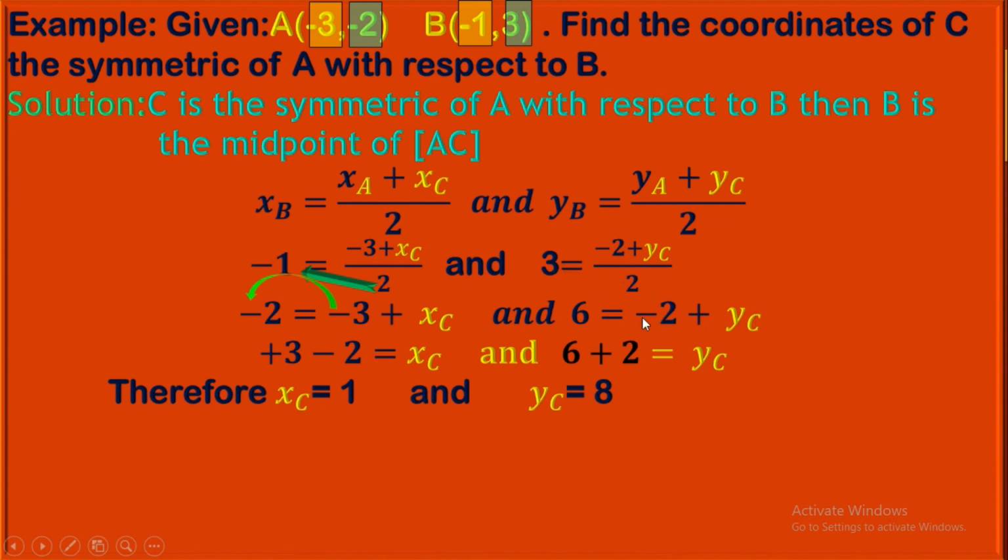Now we will move minus 2 to the first side of the equation. As you see here, minus becomes a plus, so 6 plus 2 equals YC, therefore YC equals 8.